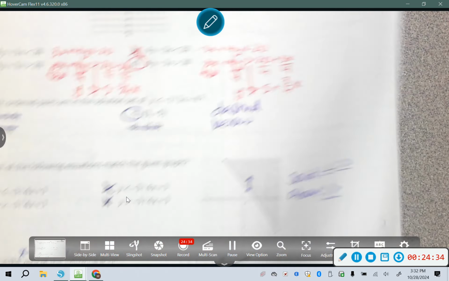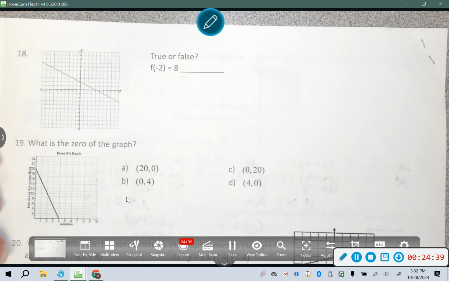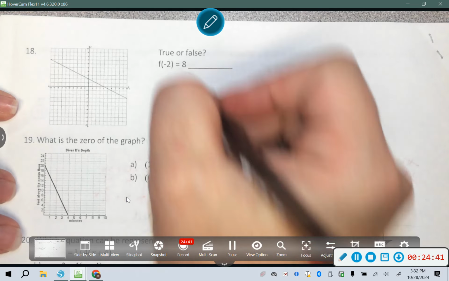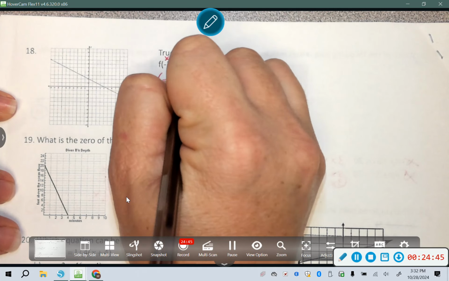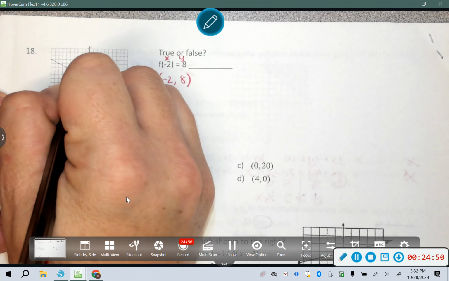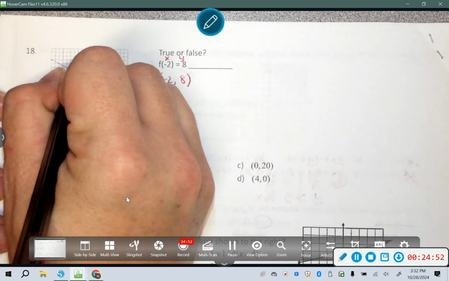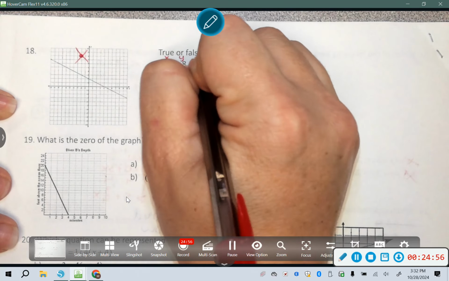Okay, look at the last page, number 18. True or false, f of negative 2 equals 8. Remember, inside is x, outside is y, so I can write this as a point, negative 2, 8. And I can plot that point, negative 2 up 1, 2, 3, 4, 5, 6, 7, 8. And is that point on my line? No, it is not. So this is false.